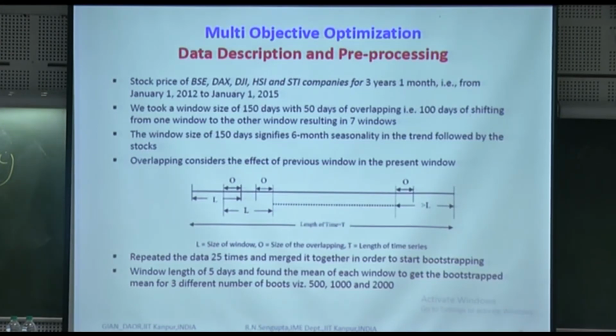Now I take the data set for 3 years and 1 month, from January 2012 to 2015, for the following: the Bombay Stock Exchange, the German Stock Exchange, which is DAX, the Dow Jones Industrial Average, Hong Kong, which is the HSI index, and STI, which is the Singapore index. So we take a window. Now the issue is how we do the simulation work.